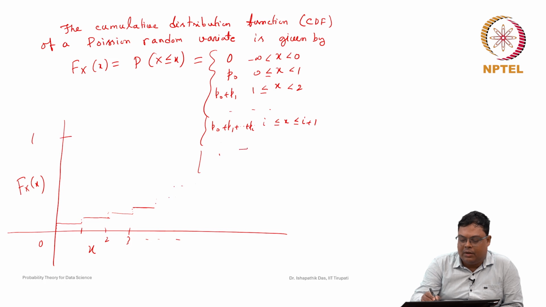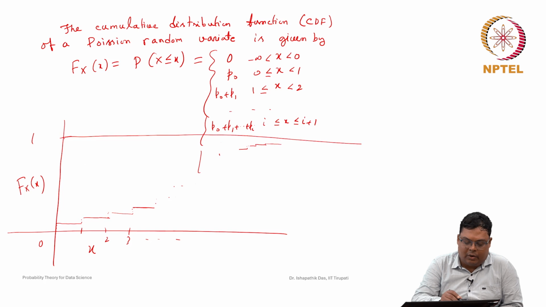So it is like this, the y axis equal to 1 line will be an asymptote of this kind of function, F_X(x). Because F_X(x) goes to 1 as x goes to infinity, it will not be exactly 1 at any finite value; there will be some probability remaining. That is why this random variable has an infinite range, a countably infinite range.